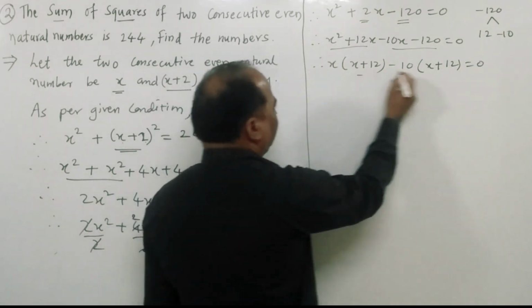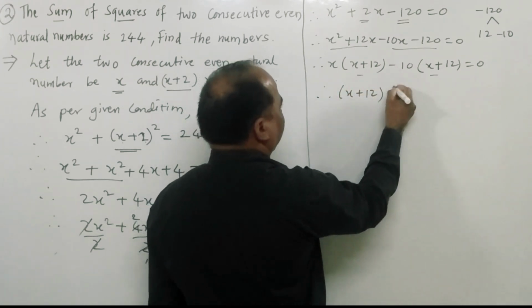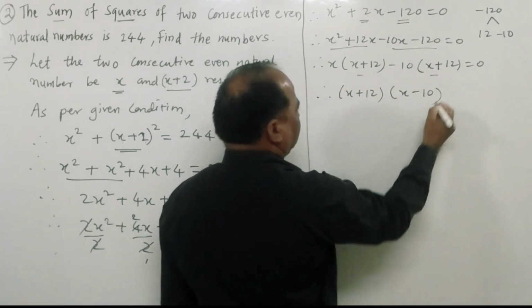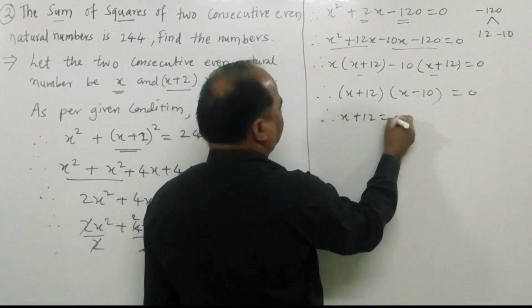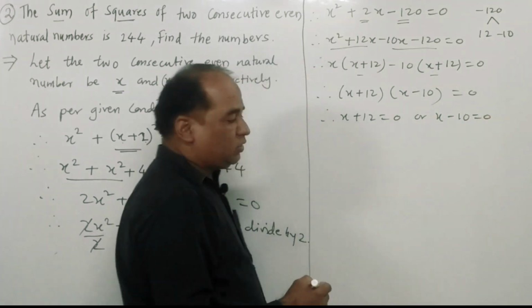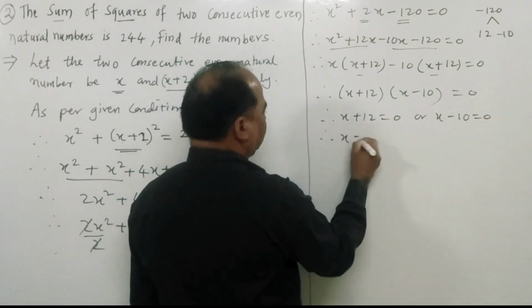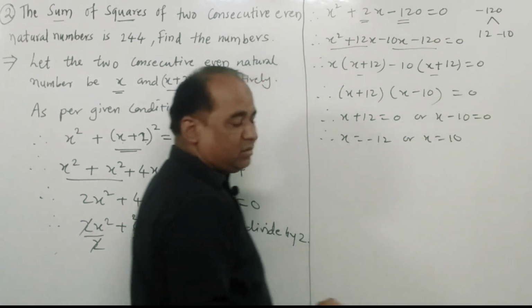Now x plus 12 is common. So take the bracket x plus 12 outside and in the bracket x minus 10 is equal to 0. Therefore, x plus 12 is equal to 0 or x minus 10 is equal to 0. Therefore, x is equal to minus 12 or x is equal to 10.